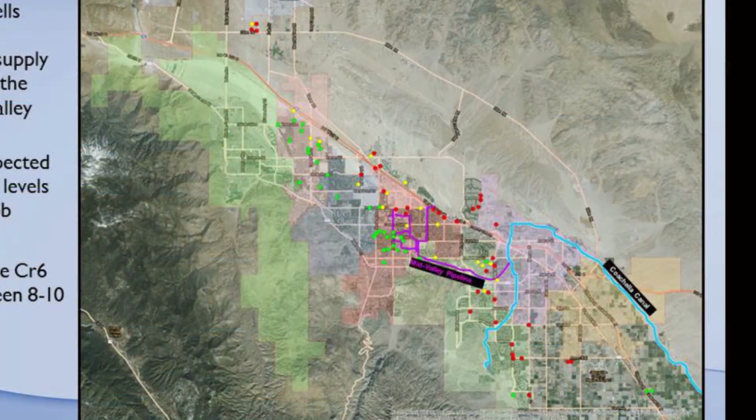We have 96 active wells. About 40% of those wells, we believe, will not meet this new standard. That is the most impacted sources of any public water system in the state. So we're number one on the list. We have about 20% of our wells that are between that 8 and 10 parts per billion that we're going to be watching closely.